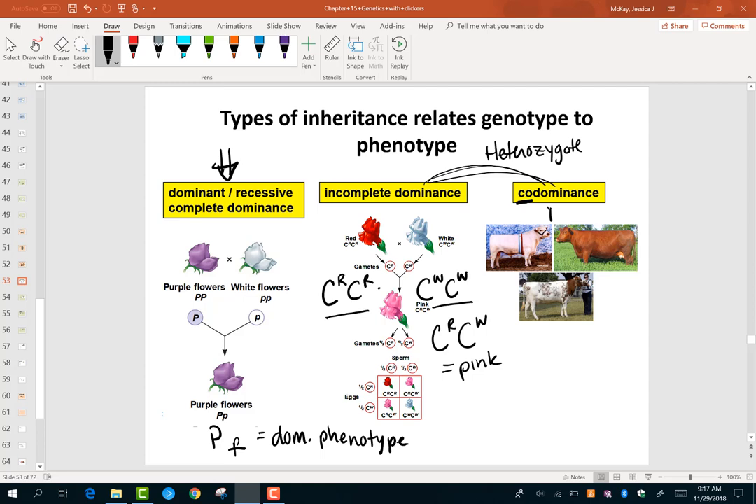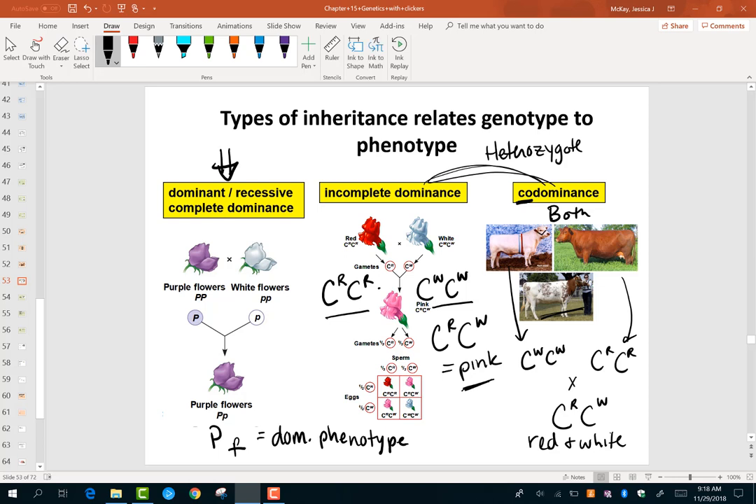Codominance, co means both. So in this case, if you had this cow that is colored white and this cow that is colored red and bred them, you actually get this guy that is red and white. So you don't get a pink cow. You get both alleles showing up, so you get these spots of red and white on the cow. So keep in mind the difference. Incomplete, the heterozygote is a blend. Codominance, the heterozygote has both phenotypes.